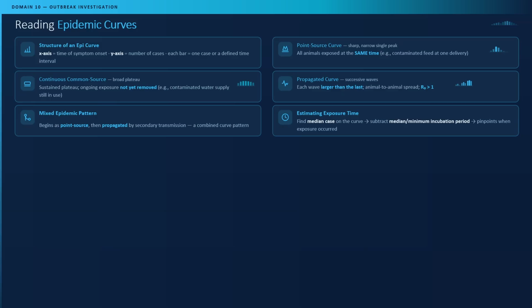You can also work from the first case and the minimum incubation period, and from the last case and the maximum to bracket a window. Once you have that window, you go looking for what happened during it. That's how a curve turns into an actual lead.